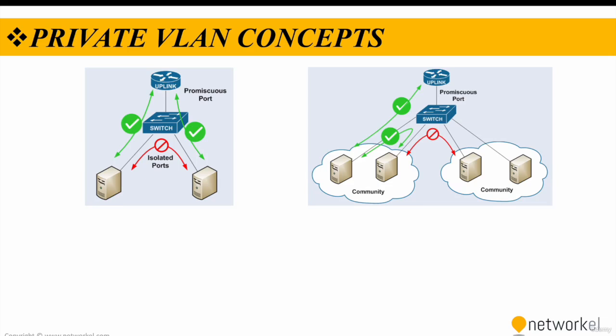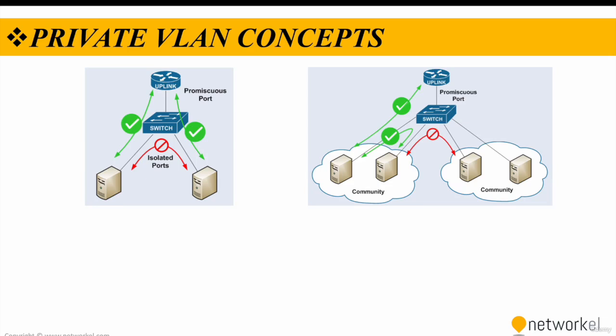As you are seeing in here, the port going to the router is defined as a promiscuous port in both scenarios. And we have the isolated port. These ports can only communicate with the promiscuous port and cannot communicate with the other isolated or community ports within the same private VLAN. So it is used for devices that require isolation from other devices in the same VLAN, such as individual client machines.